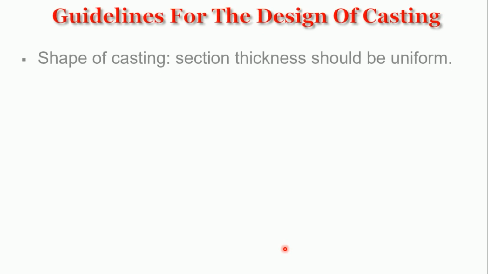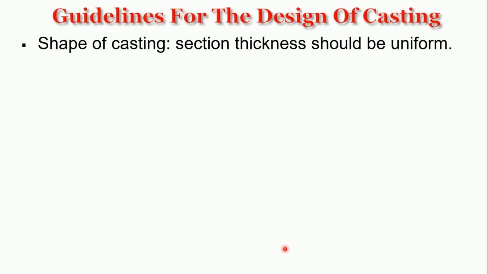Now, what are the design guidelines for castings? First, the shapes of the castings. The section thickness should be uniform in order to avoid shrinkage cavities. Thicker sections create hot spots in castings. The greater volume requires more time for solidification. That is why we maintain uniform thickness in the castings. Redesign to reduce thickness and use cores for the casting processes.